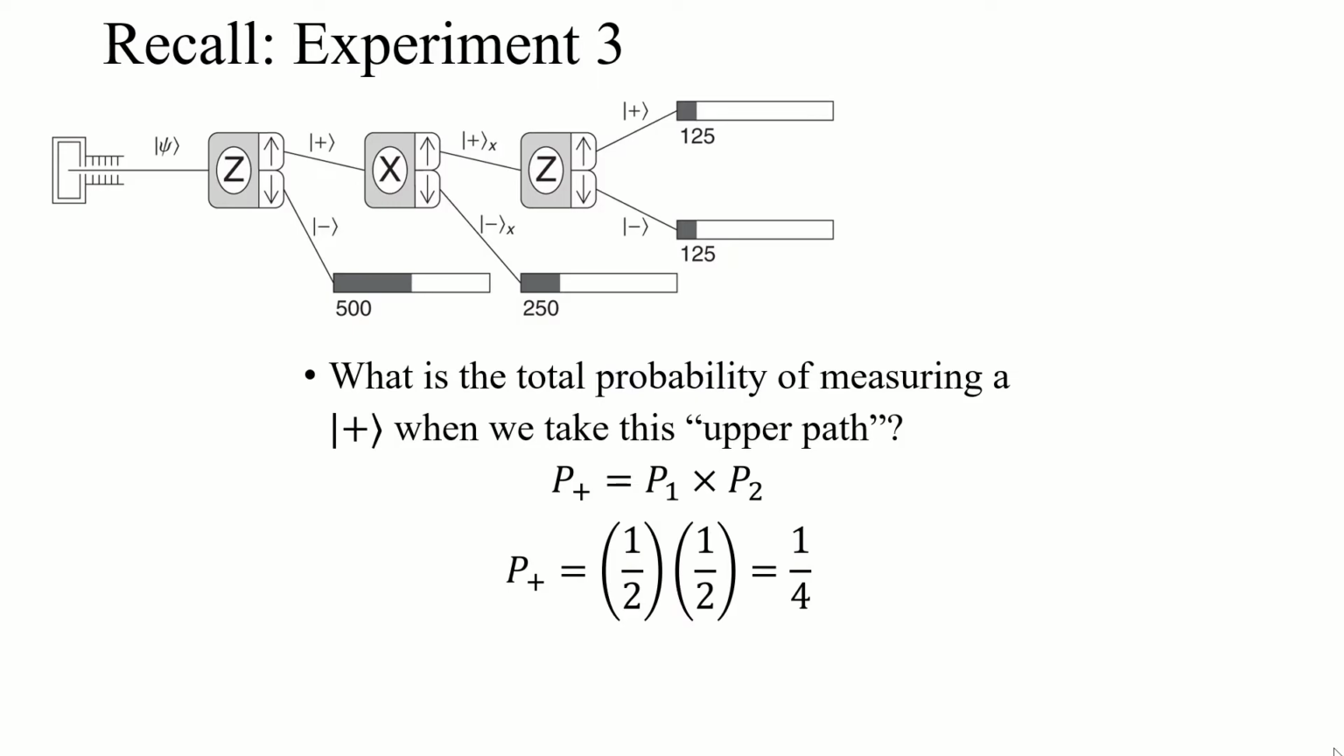So this sort of makes sense. You take the probability of each individual step, multiply them together, and you'll get the total probability of them both happening.